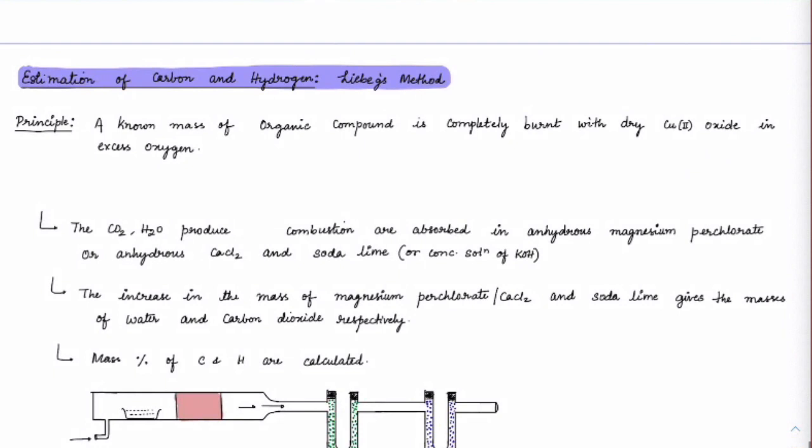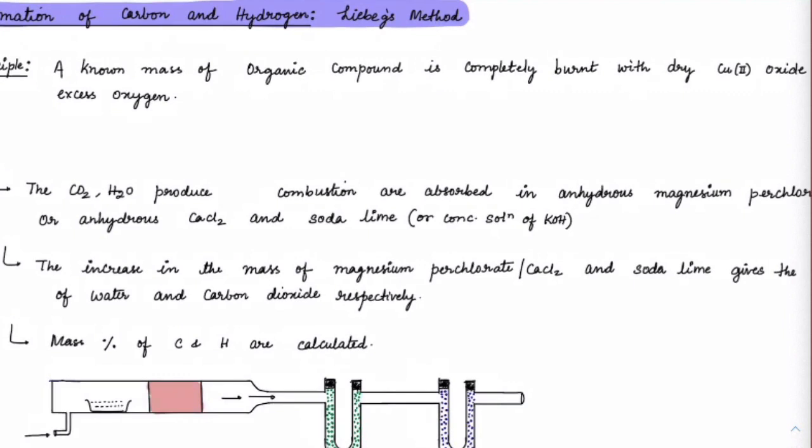It runs on the principle that we take a known organic compound and burn it with oxygen in the presence of dry CuO. Then we might get some gases. Based on that, we will estimate how much carbon and hydrogen is present. Let me write the combustion reaction, that should help.